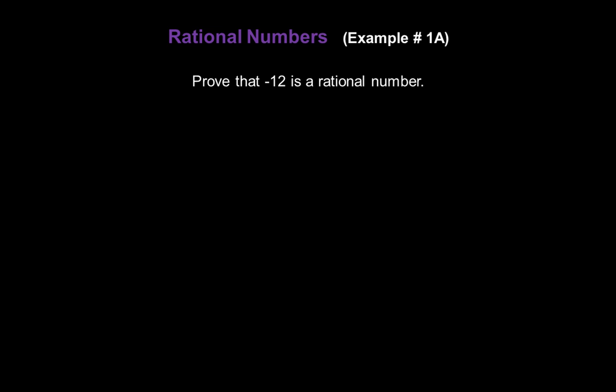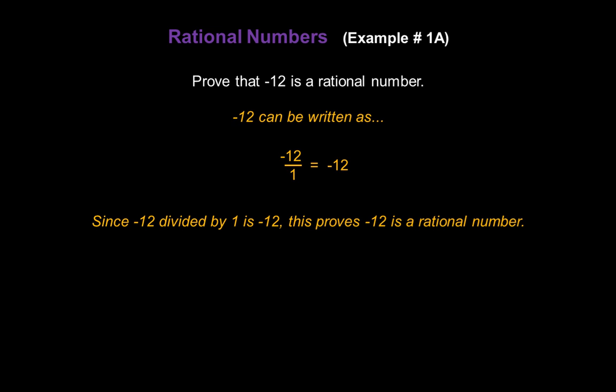Prove that negative 12 is a rational number. Well, negative 12 can be written as negative 12 over 1, or negative 12 divided by 1. Since negative 12 divided by 1 is negative 12, this proves that negative 12 is a rational number. We could express it as a fraction.